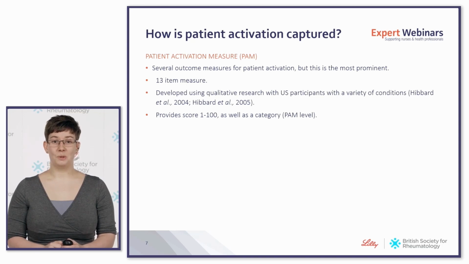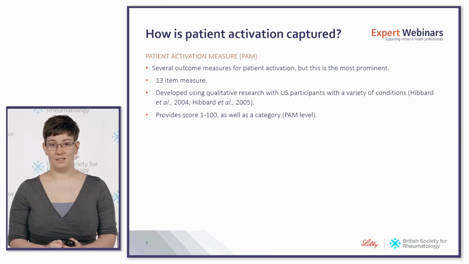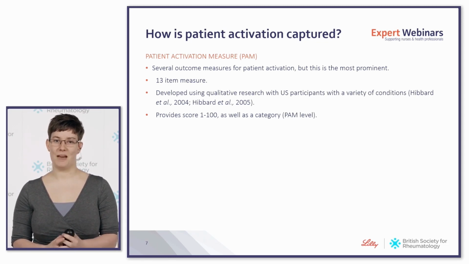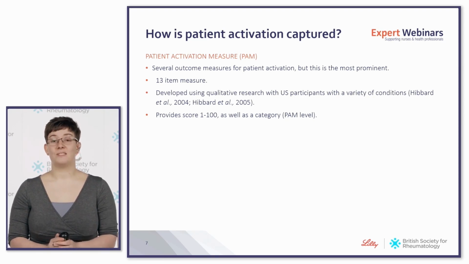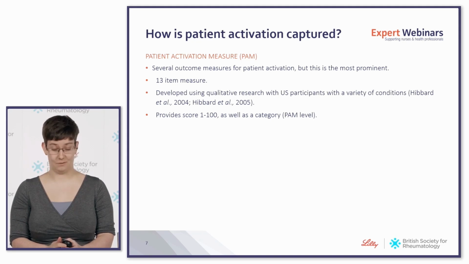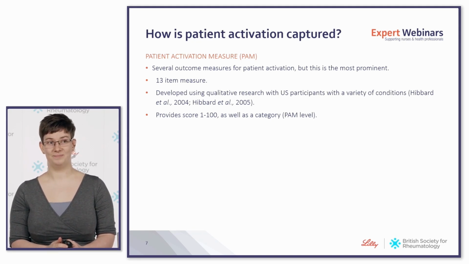Now that you've done that, we'll talk about how we capture patient activation. The most prominent way that we capture patient activation is using the patient activation measure, or the PAM. This was developed by Professor Judith Hibbard and her colleagues in Oregon in America in 2004, and was reduced down from a 26 to a 13-item measure in 2005. And this 13-item measure is its best known iteration.